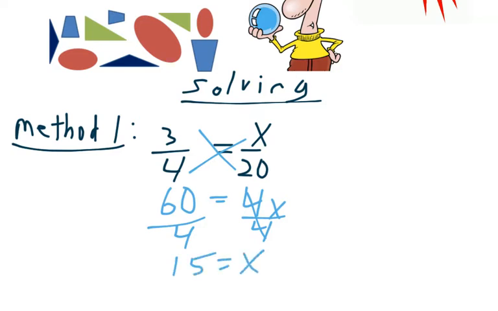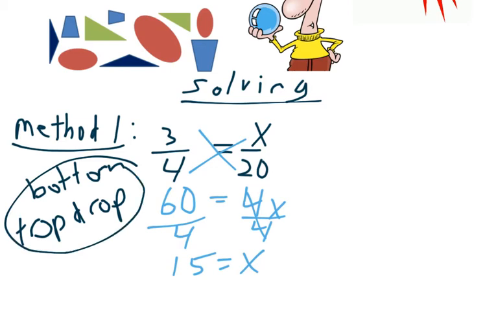Another way to remember this is called bottom-top drop. But really, we're just setting the cross products equal. So bottom, top, drop. You take the bottom number, the 4, multiply it by the top number, the x, and then drop it straight down. Same thing here, 20 times 3, the bottom number times the top, and then drop it straight down. So 20 times 3 is 60. And then just solve it like an equation. Now that's the preferred method, it always works.